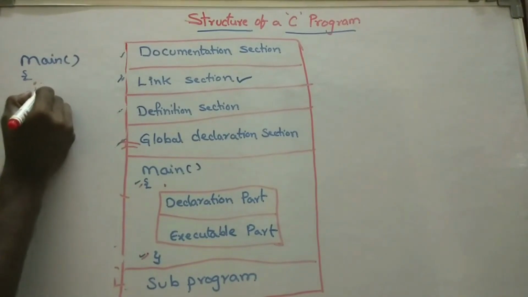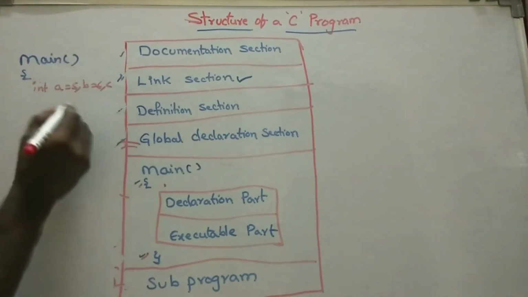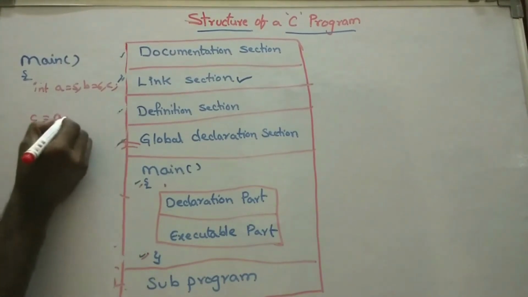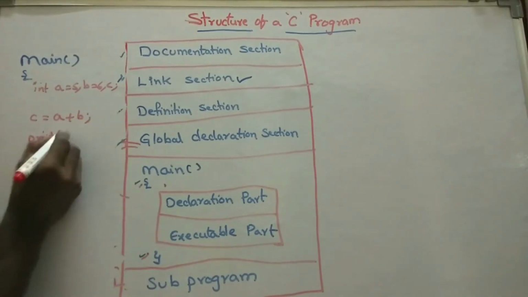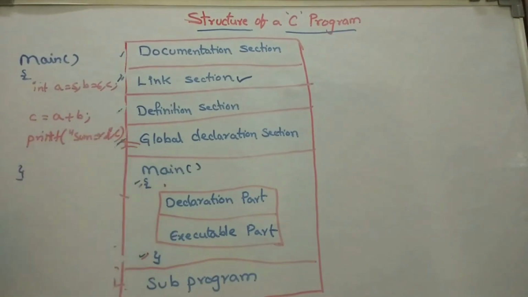Simply, I can declare the two variables: a equal to 5, suppose b equal to 6, and c. That is the declaration part, right? Now in the executable part I have to write c equal to a plus b and display it: printf("the sum is %d", c), right?